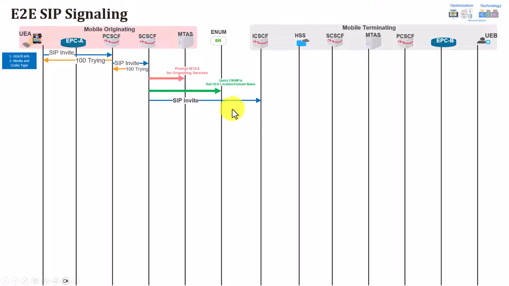So the invite will be going again, 100 Trying will be coming back, but the ICSCF now doesn't know which serving CSCF serves this user. So the ICSCF will need to query the HSS with this user information, to ask which SCSCF serves this user. The network might have different serving CSCFs, for example 4 or 5. So it will send a check, please tell me which one is serving this particular user. And the HSS will tell it, for example, SCSCF number 2 is serving this particular user.